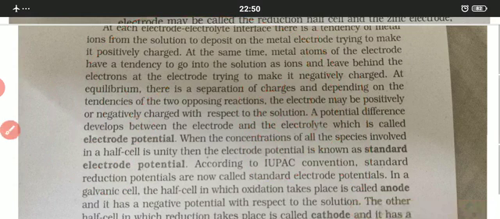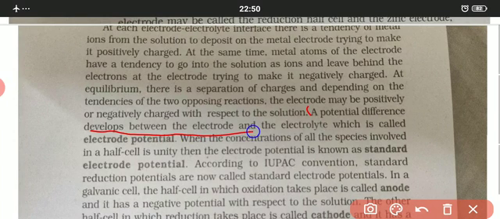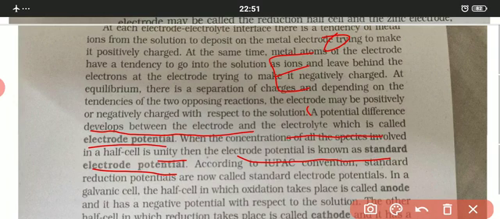The electrode may be positively or negatively charged with respect to the solution. A potential difference develops between the electrode and electrolyte, which is called the electrode potential. Remember this definition. When the concentration of all species involved in a half cell is unity, then the electrode potential is known as the standard electrode potential, which is symbolized by E standard. According to the IUPAC convention, standard reduction potentials are now called electrode potentials.